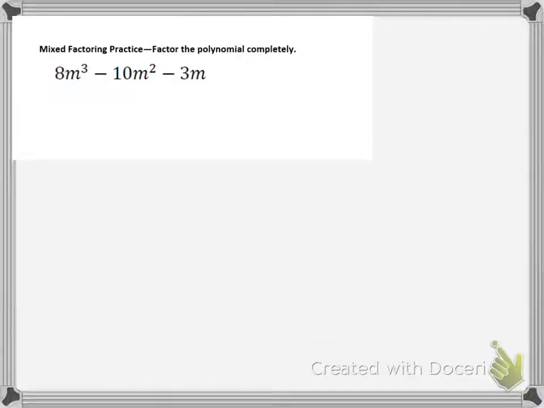Okay, we have another example of mixed factoring practice. We have a trinomial, 8m cubed minus 10m squared minus 3m. A couple things you notice: the highest exponent is 3, but it's a trinomial. So we're wondering, if we have 3 terms, why do we also have a cubed? Usually we only see cubes with binomials.